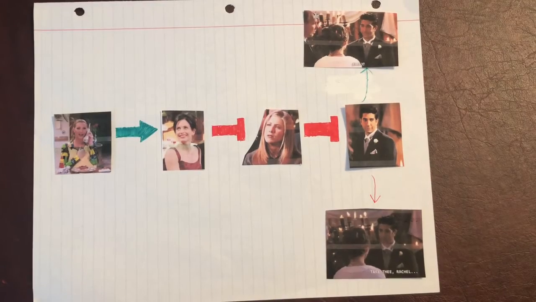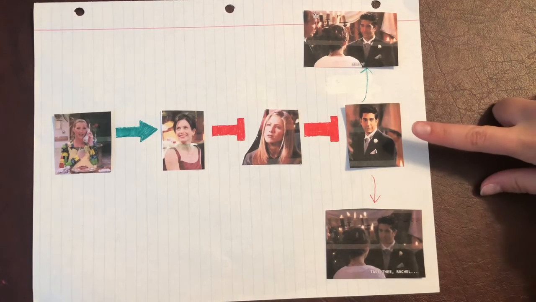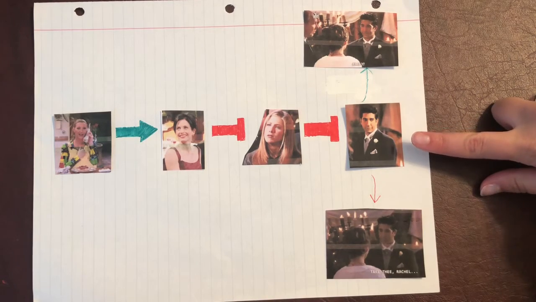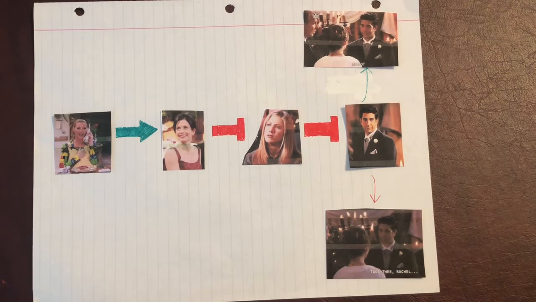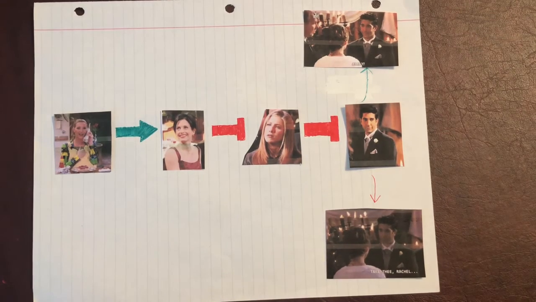In this developmental pathway, the Rachel gene inhibits the Ross gene. If the Ross gene is inhibited and not transcribed, he will say Rachel's name at his wedding, and he and Emily will end up getting divorced. However, if the Ross gene is transcribed, he will say Emily's name at his wedding, and they will stay married.